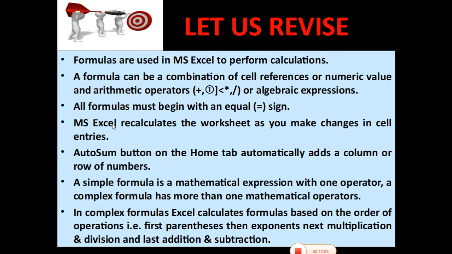Next, MS Excel recalculates the worksheet as you make changes in cell entries. Means if you change any value in a cell, the total and percentage will automatically recalculate. Next is the AutoSum button on the Home tab. It's a sigma sign button. It automatically adds a column or row of numbers.